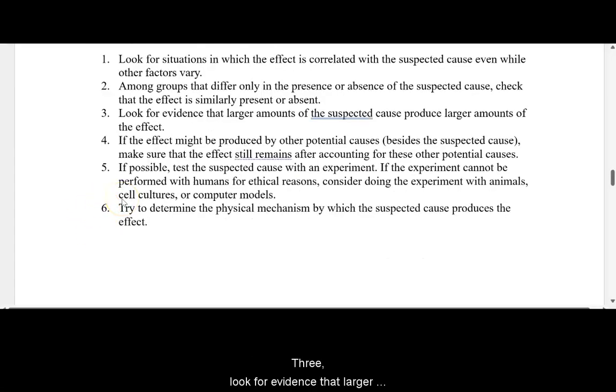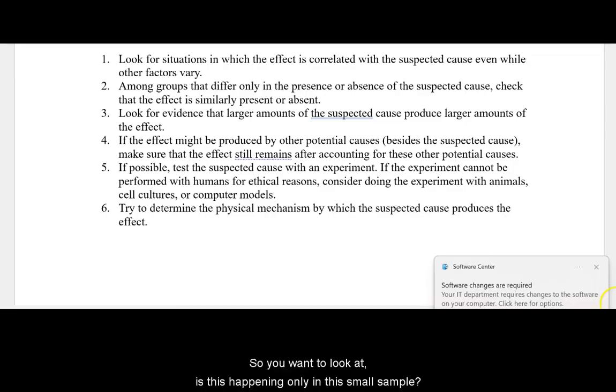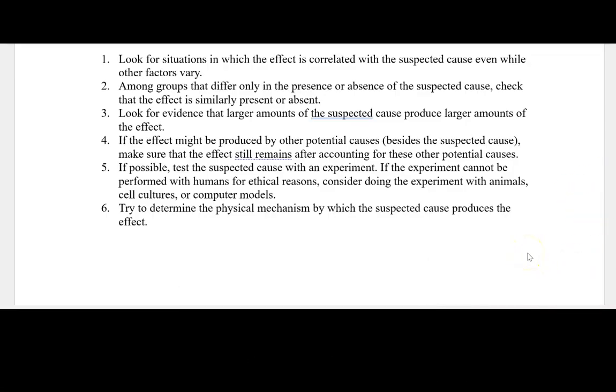3, look for evidence that larger amounts of the suspected cause still produce larger amounts of its effect. So you want to look at, is this happening only in this small sample? Or if we were to look at larger amounts, would we still see this correlation? Number 4, if the effect might be produced by other potential causes, so besides what we suspect it to be, make sure that the effect still remains after accounting for those potential causes.